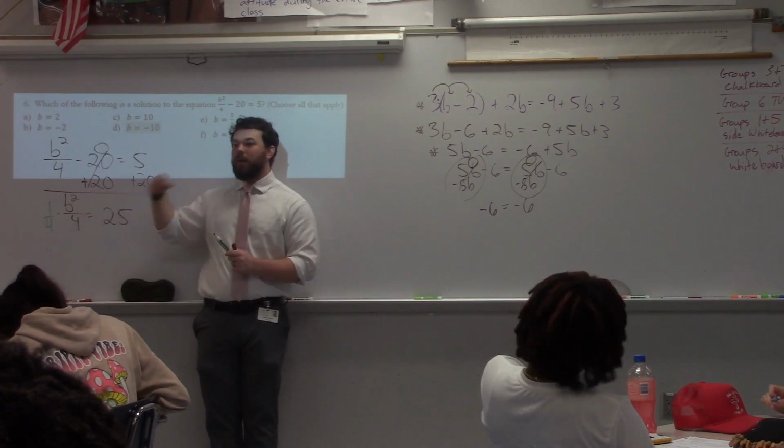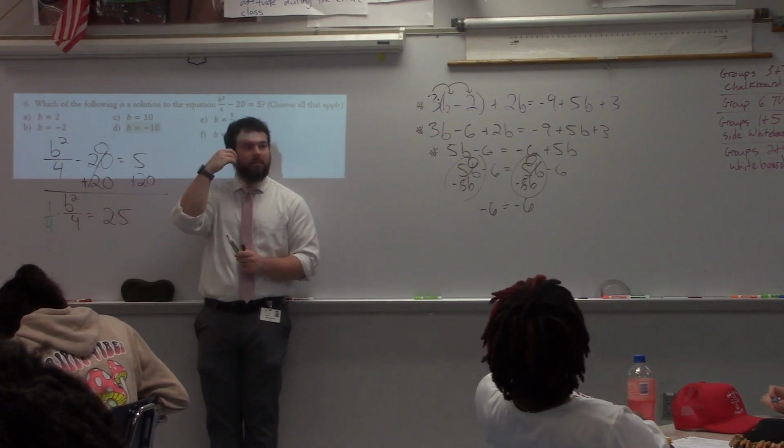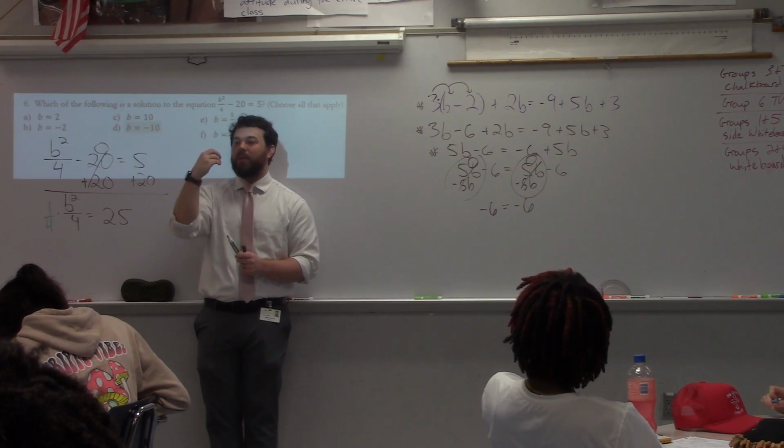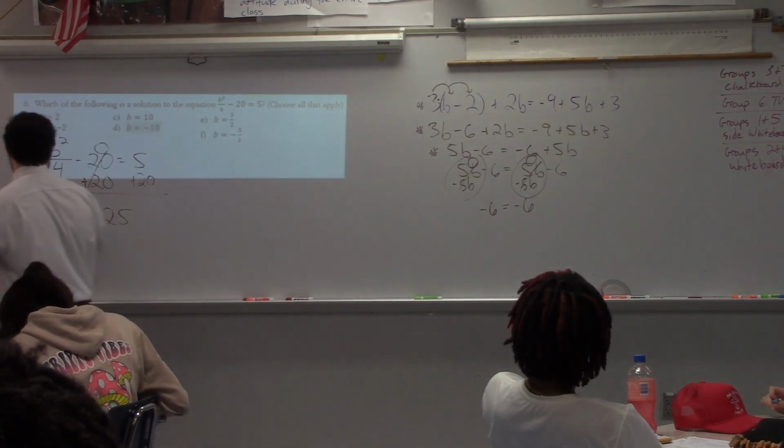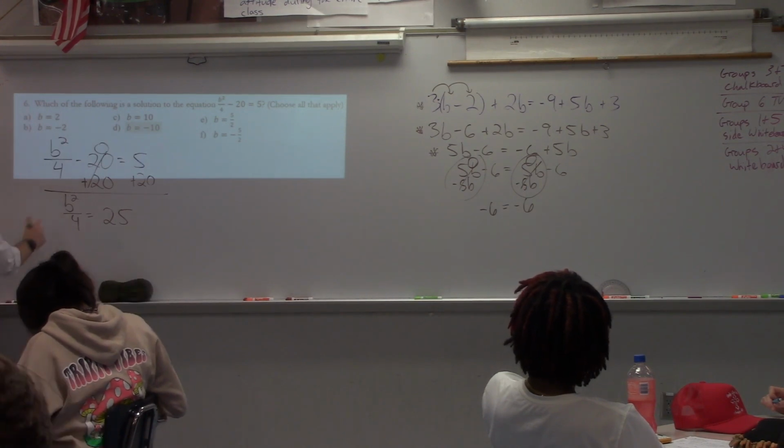Division. That's why I wanted y'all to constantly say not b squared over 4, but b squared divided by 4, because when you say that division by 4, I want the inverse of that, which would be multiplication.